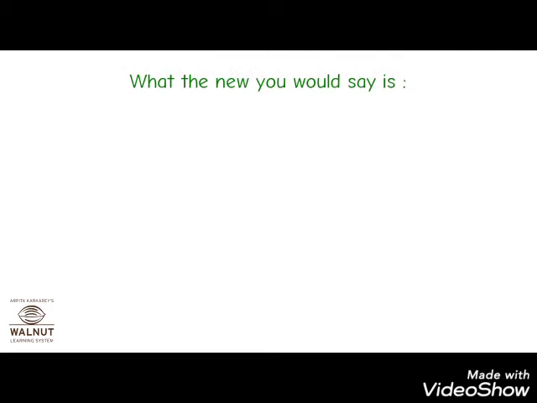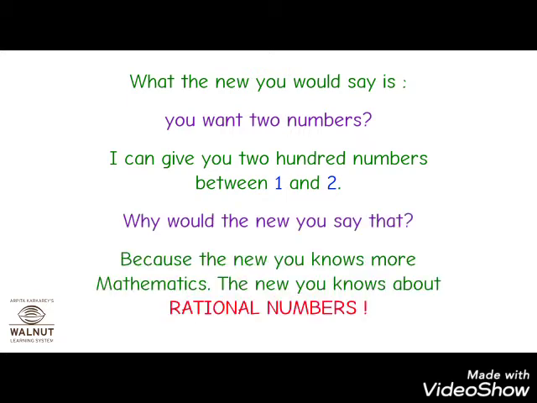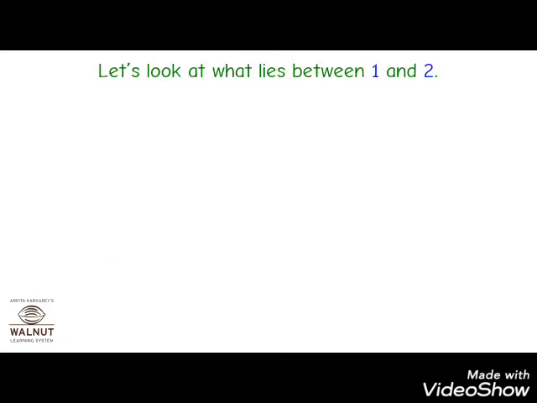What the new you would say is, you want two numbers? I can give you 200 numbers between 1 and 2. Why would the new you say that? Because the new you knows more mathematics. The new you knows about rational numbers. Let's look at what lies between 1 and 2.